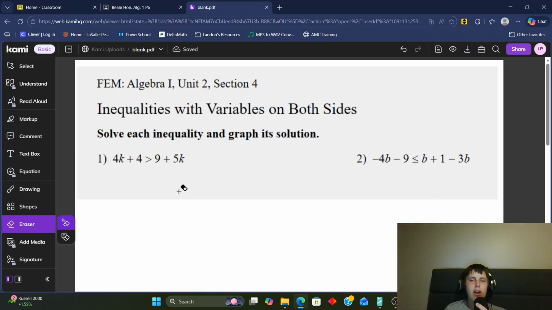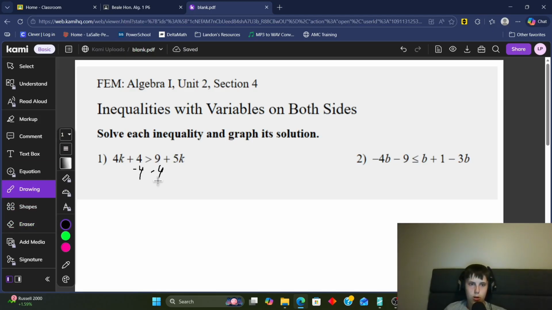Alright, inequalities with variables on both sides. It says solve each inequality and graph its solution. In the last episode, we learned multi-step inequalities, which means it's going to have multiple steps, but we only did that when there was only one variable on the designated side. So for this problem, we first need to remove this from one side. We're going to move either 4 to this side or 9 to this side. It'll work either way, but tell me, if we subtract 4 on each side to cancel out the 4, what will be our answer for 9 minus 4?